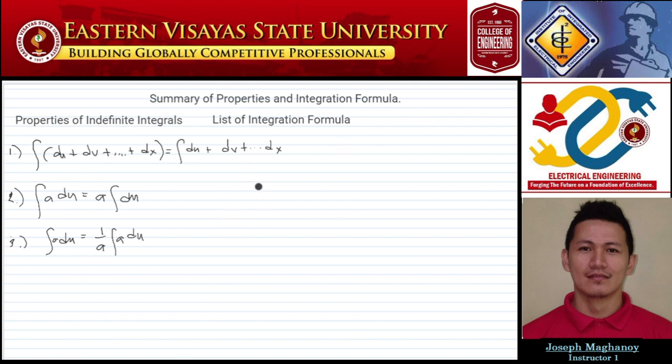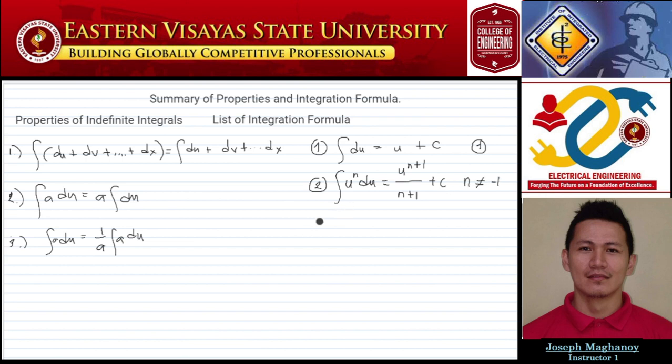Now for formulas. So for our formula number 1, we have the integral of the differential du, which is equal to u plus c. This is our first integration formula. Second is your power formula. Integral of u raised to n du equal to u^(n+1) over n+1 plus c. So this is true when your n is not equal to negative 1.